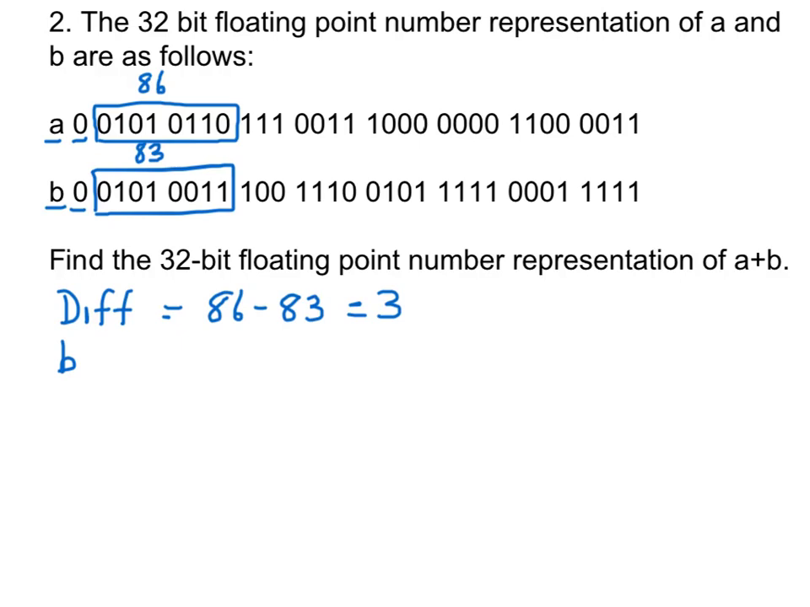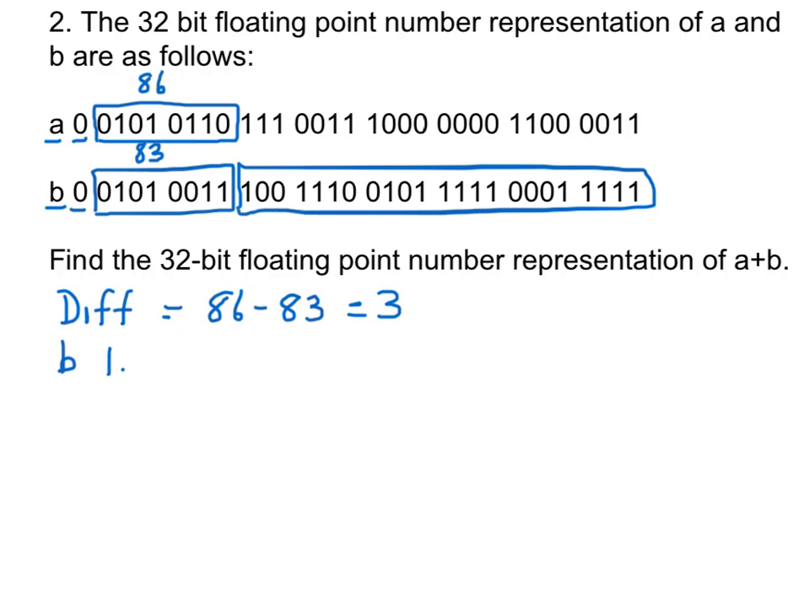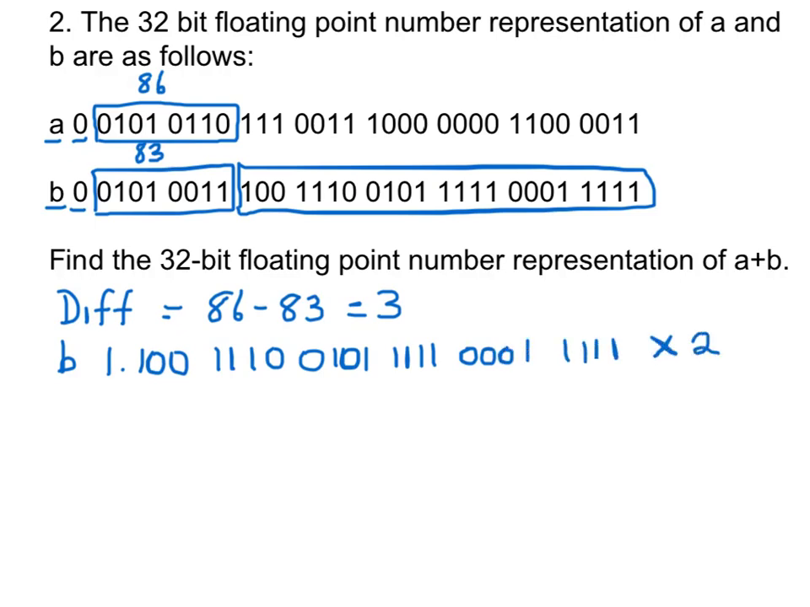So let's write b down in its form from the representation first. There's the significand. So it's 1.100, 1110, 0101, 1111, 0001, and 1111. And remember, that's by 2 to the power of 83. We want to rewrite it by 2 to the power of 86, so we can add it then. So what we're going to do is shift all the digits to the right by 3 places.